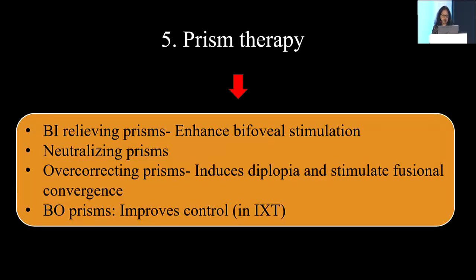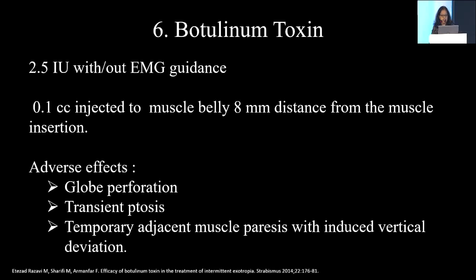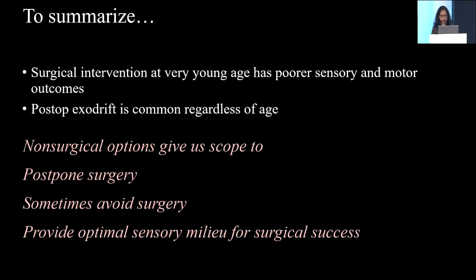Prism therapies, again, base-in prisms or relieving prisms, enhance bifoveal fixation by bringing the image out of the suppression scotoma. You can have overcorrecting prisms again to induce diplopia and stimulate fusional convergence. We have base-out prisms, which can improve control sometimes in intermittent exotropia. Botulinum toxin can be given anywhere between 2.5 to 5 international units into the muscle belly, which is actually a little far from the insertion or from the limbus, and you can have adverse effects such as globe perforation.